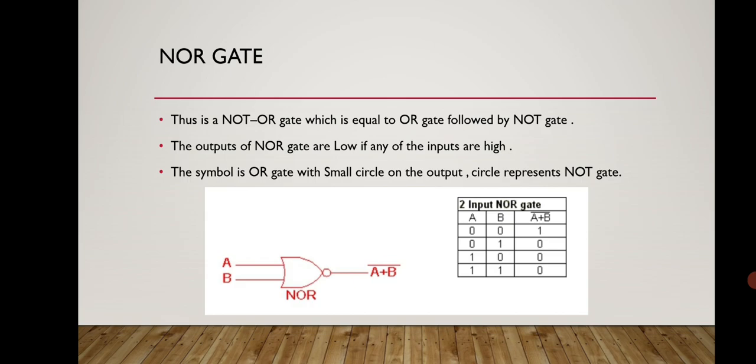What we know is that an OR gate gives a high output when any one of the inputs is high or both the inputs are high. Here, when both the inputs are 0, we will get the output high, because it is the opposite gate of the OR gate, performing the opposite operation of the OR gate. This small bubble, as I already told, represents the inversion operation.